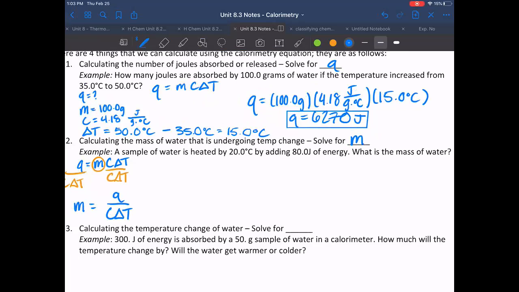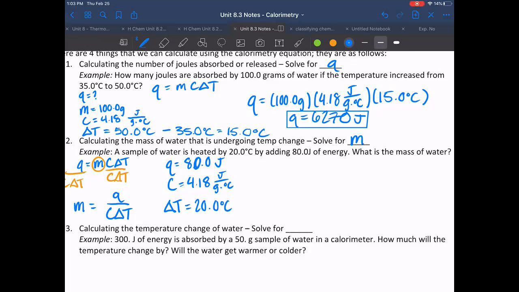Determining our terms now. So Q, that's our heat. What has joules associated to it? What number in there? 80. So our Q is 80.0 joules. C will always be our 4.18 as long as we are working with liquid water. And then our delta T. This problem tells us that the water's heated by 20 degrees C. Do we need to do any calculations for delta T? No. This one's kind of nice.